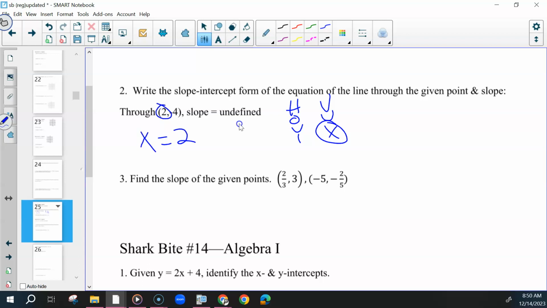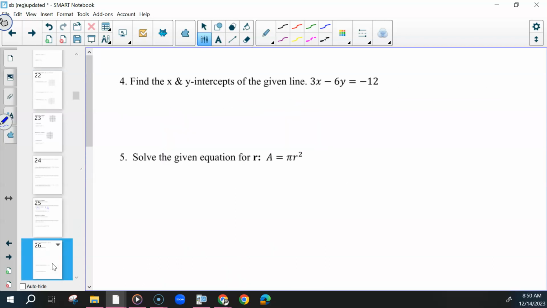Questions on that? Okay, number 4. Find the x and y intercepts of this given line. You had to put 0 into one of the variables. It did not matter which one you did first. And solve.